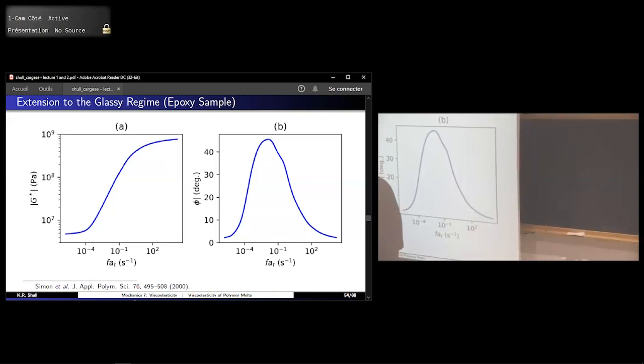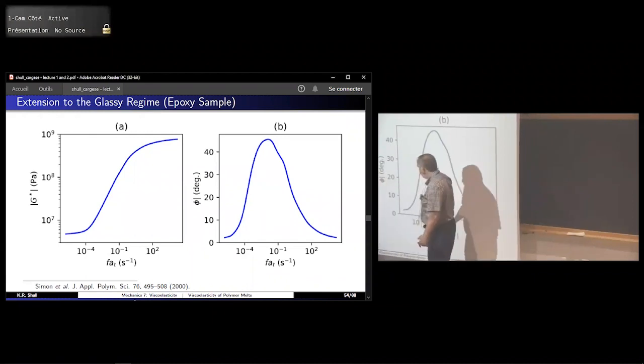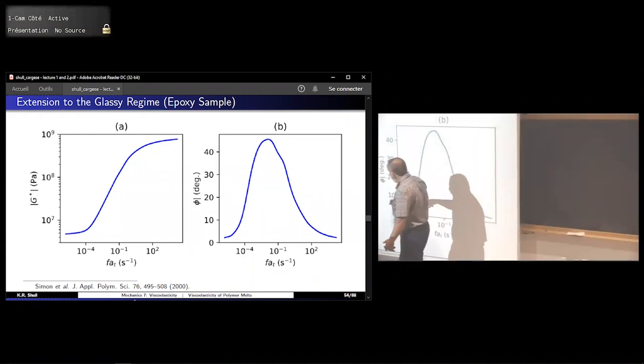Not exactly sure what the reference temperature, where the shift factor is equal to 1, is for this. But this is what you expect for a relatively highly cross-linked network. So this is either high temperature or low frequency. And the glassy modulus here, you get up close to 10 to the 9. So that's what the modulus looks like.